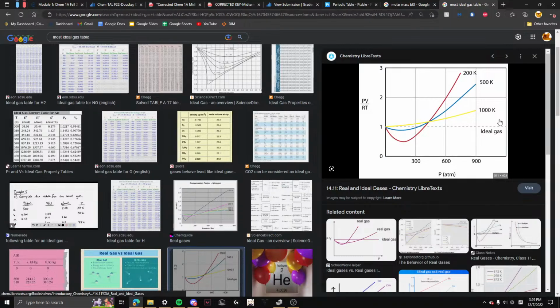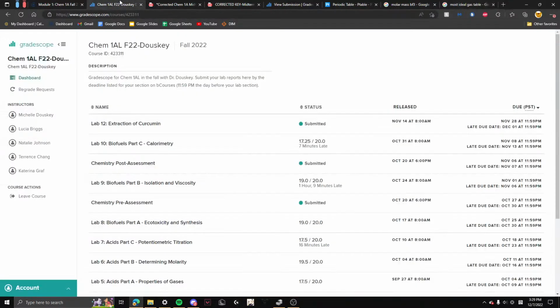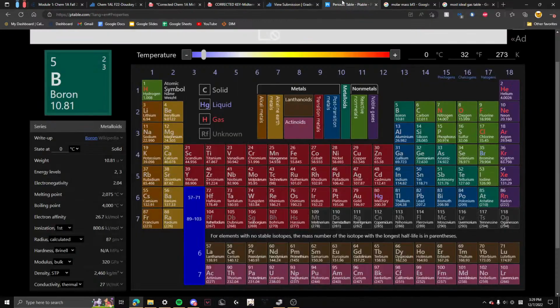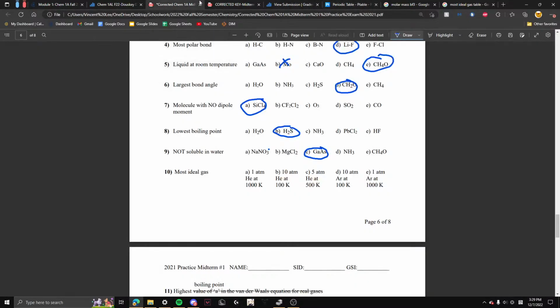Yeah, an ideal gas would be at an extremely high temperature and an extremely high pressure. So we look for something at high temperature and high pressure, and also what is mimicking an ideal gas the most. So helium versus argon. I think it was helium because it's lighter.